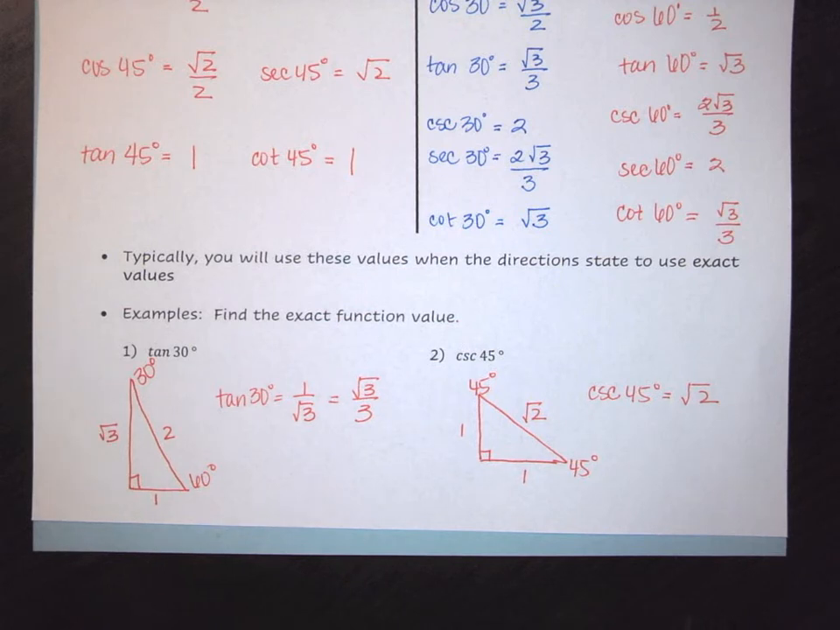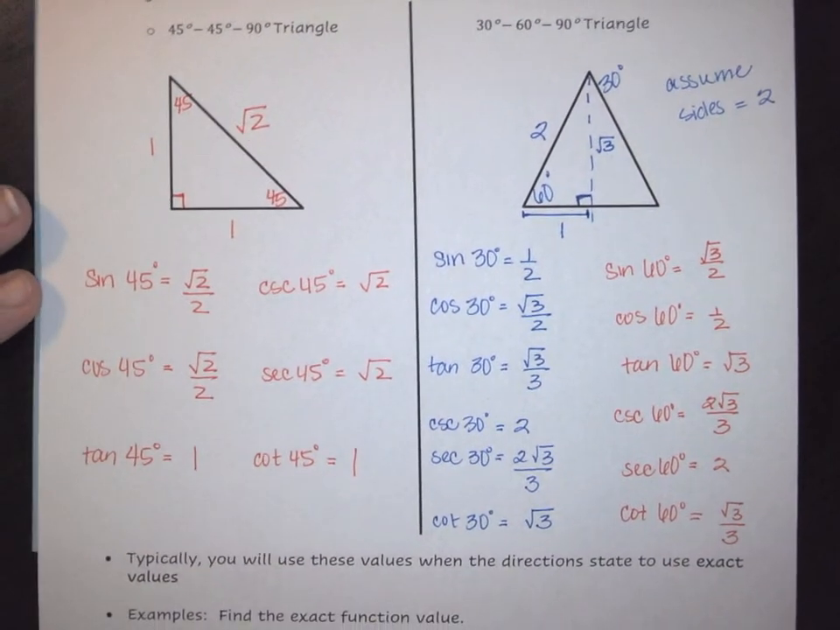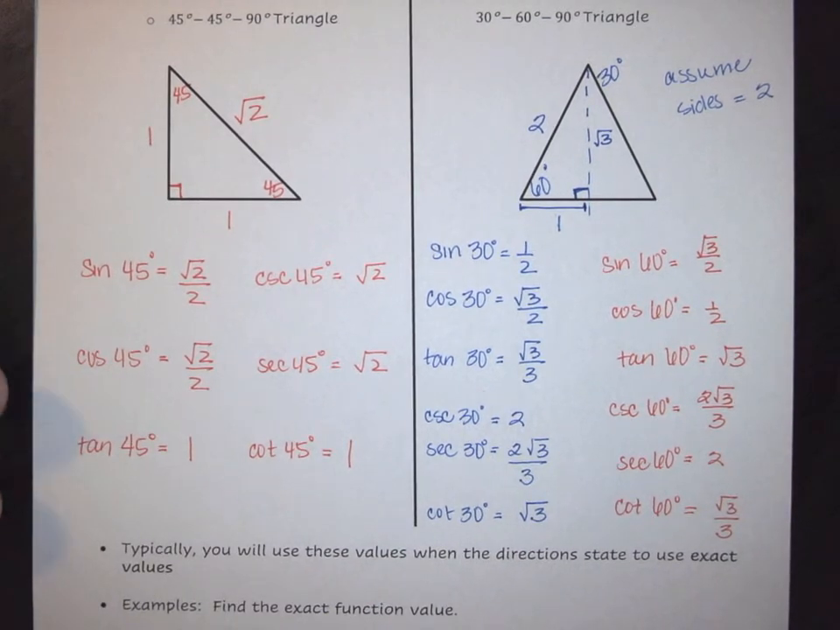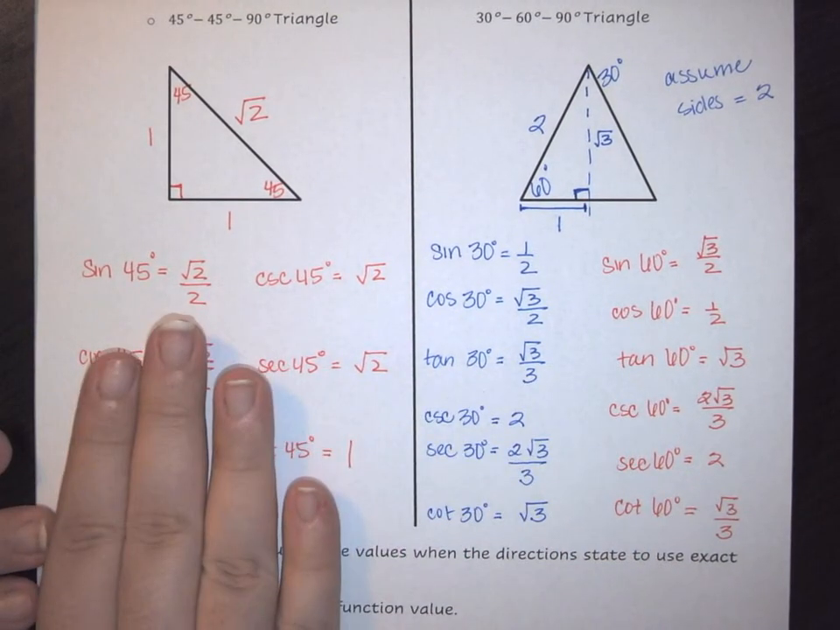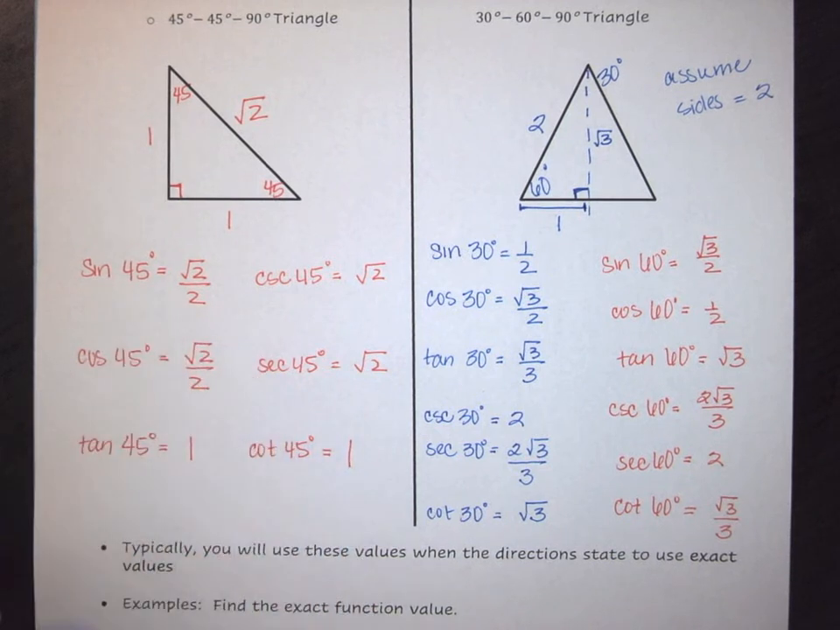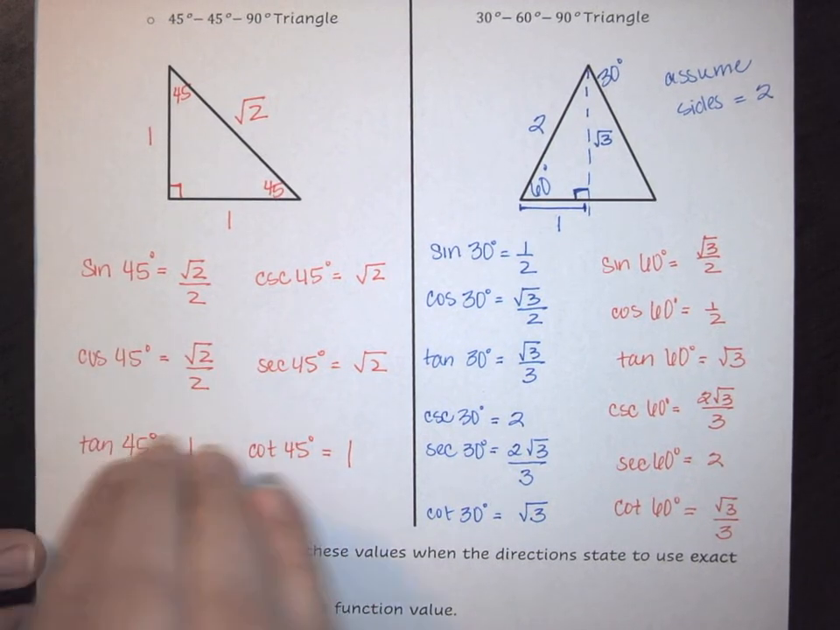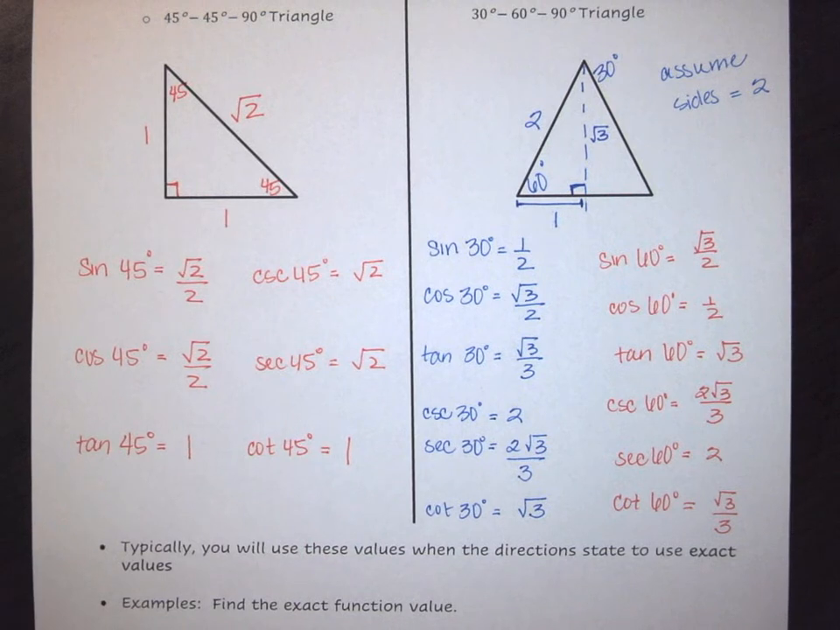Okay? So that is just a snapshot into your 30, 60, 90 triangles, your special right triangles. So essentially what you want to do is work on making sure that you have memorized or use as reference these two special triangles. They are going to be the biggest help to you no matter what trig you're trying to accomplish, and especially if you're trying to accomplish it using exact values. Remember, exact means not decimal. It does mean fraction or radical form.